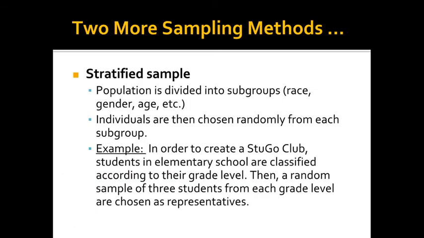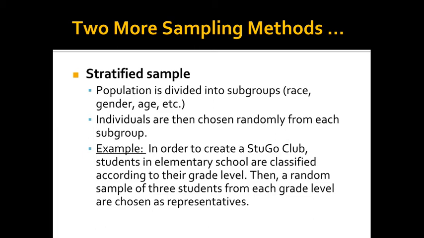So we got 2 more sampling methods to talk about still, now that we've done some examples. So we have a stratified sample. So the population is divided into subgroups. So there's many different ways you could divide it. You could divide it by race, gender, age, or any other type of subgroup that you would like to do. Individuals are then chosen randomly from each subgroup.